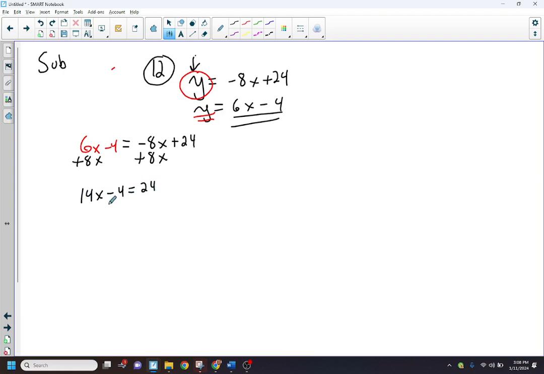I'm dealing with a plus 4 on both sides. So it's 14x equals 28. 14x equals 28, divided by 14. x equals 2. Guess what? We're not done yet.